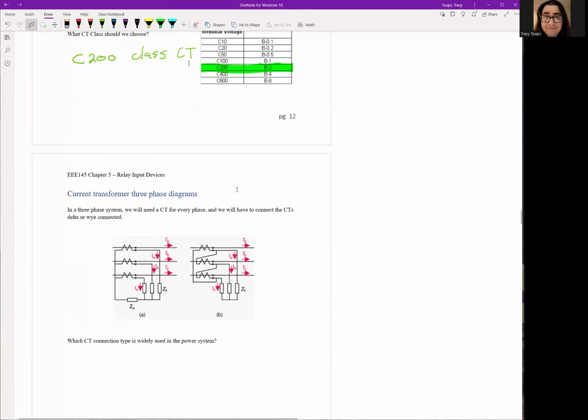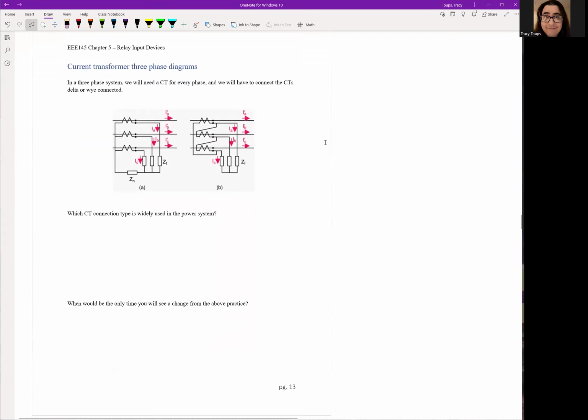Okay, so let's keep on going. Here for CTs in the power systems, remember we have 3 phase. 3 phase equals 3 wires. So it's not just one CT for the entire power system. We actually have 3 CTs. Now, anytime we have 3 devices, we always have to ask ourselves, are we going to connect them in delta or Y formation? In this particular case, our CTs, we could choose delta or Y connections.